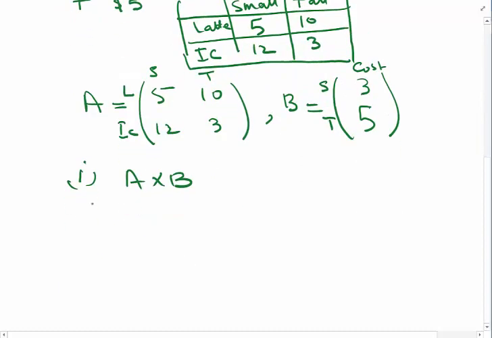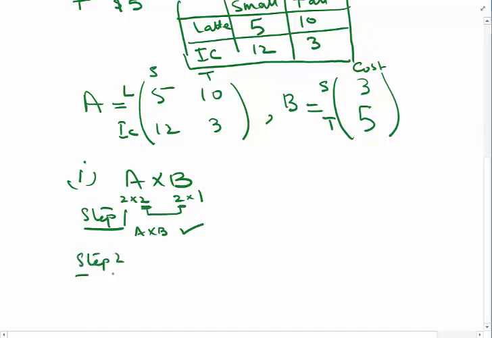Alright, so in the first step, check the validity. If you see, matrix A is of order 2 by 2, and matrix B is of order 2 by 1. Since the number of columns of the first matrix is equal to the number of rows of the second matrix, therefore we can say A into B is valid.